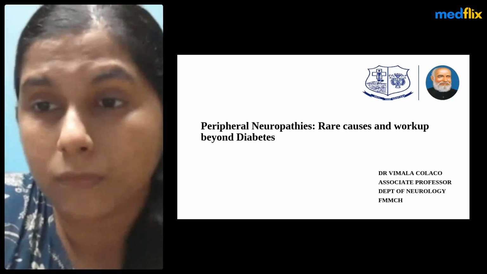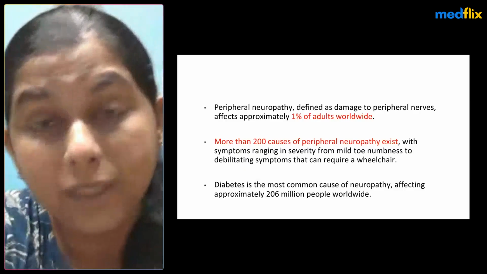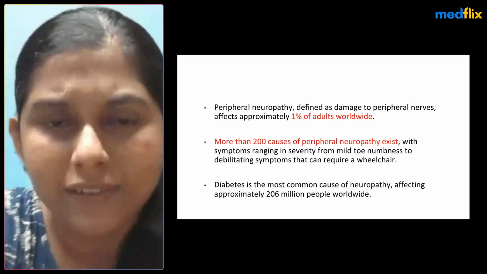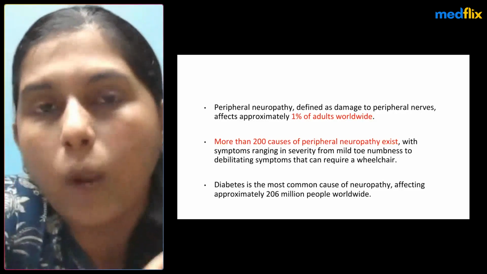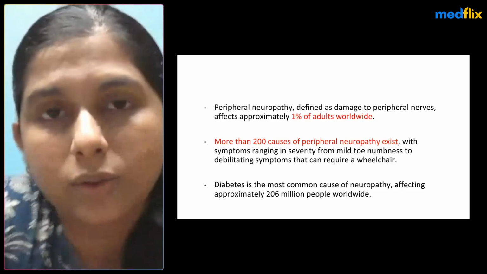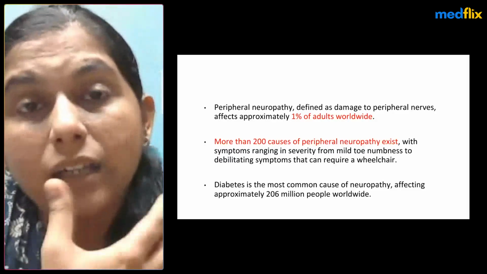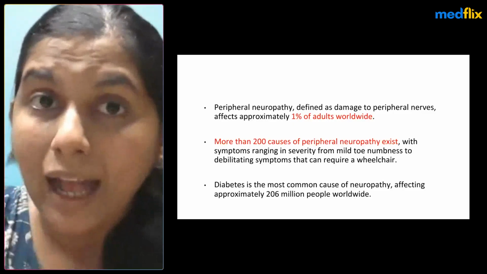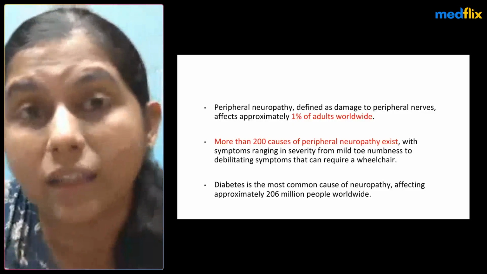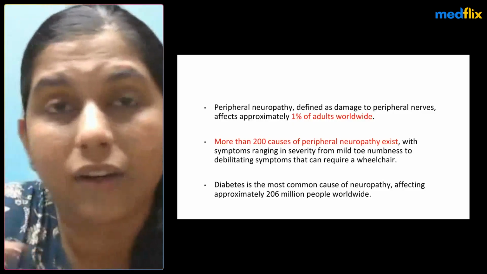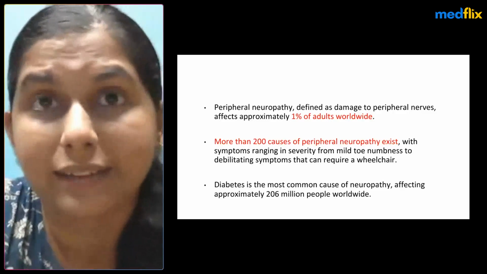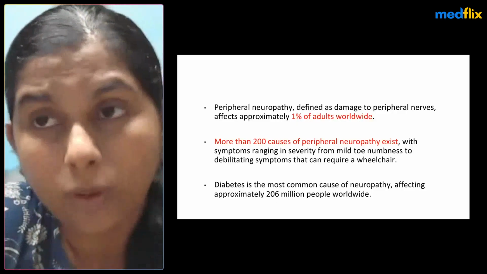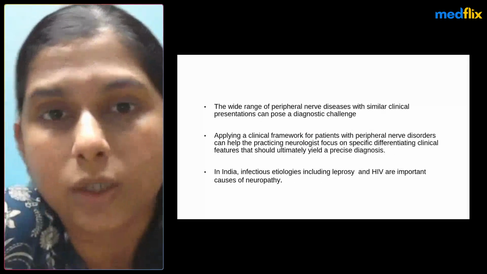So beginning with the epidemiology. Now, peripheral neuropathy, as we know, is basically damage to the peripheral nerves, and it affects approximately 1% of adults worldwide. So this is a staggering number. And there are more than 200 causes for peripheral neuropathy. And to define what type of cause it really depends on the symptom onset, progression, etc. Diabetes, yes, it is one of the most common causes of neuropathy, affecting approximately 206 million people worldwide.